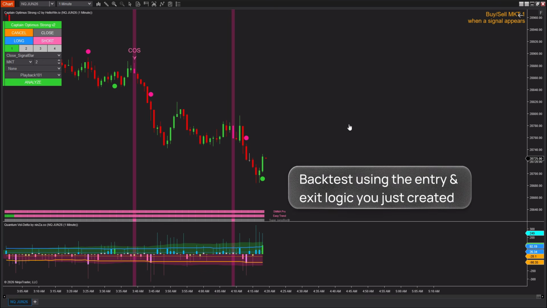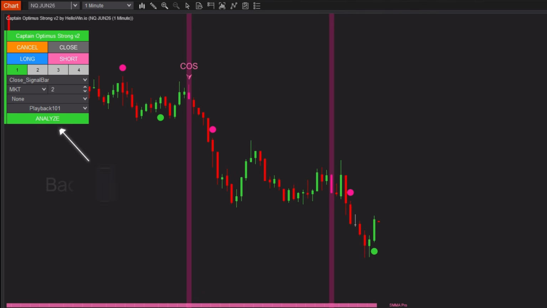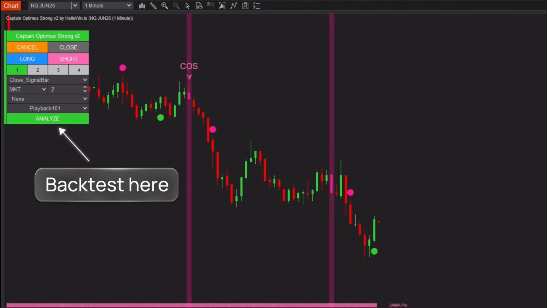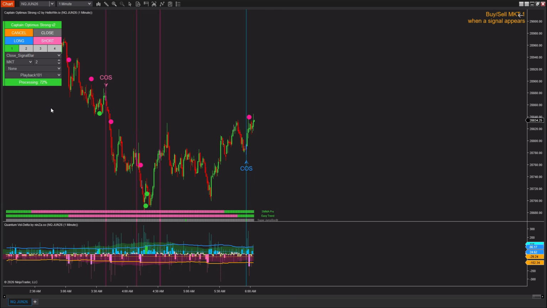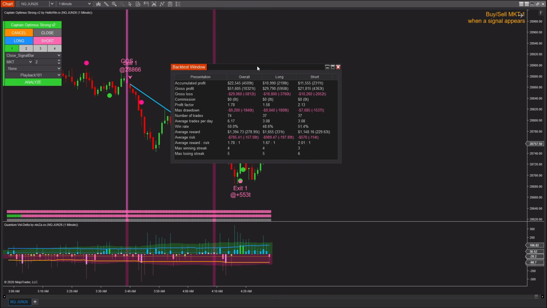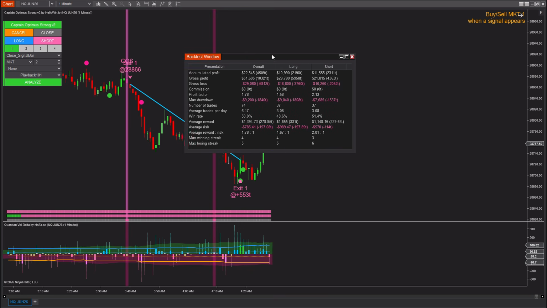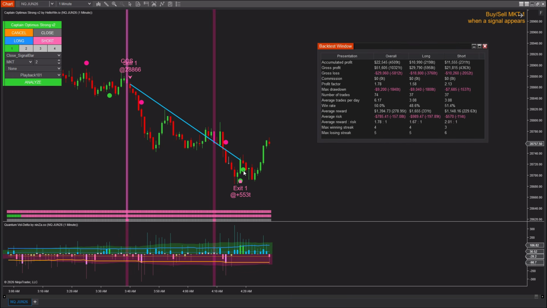Here, you will see the system entering and exiting trades based on the signals you selected. Note: if a new signal appears before the configured exit condition is met, the system will continue holding the current position and will only exit when a valid new signal is formed.